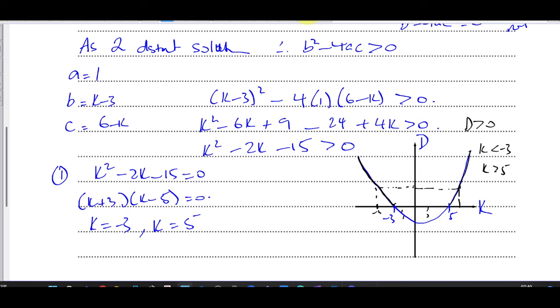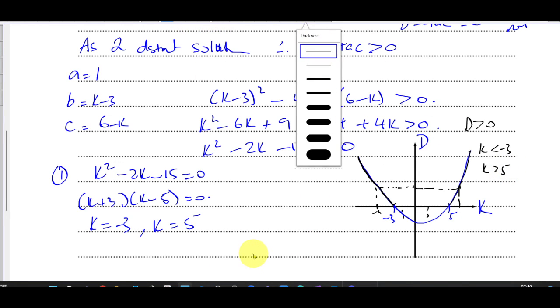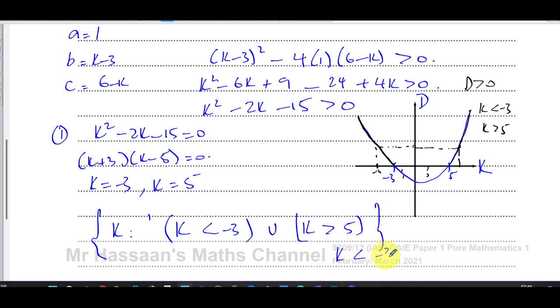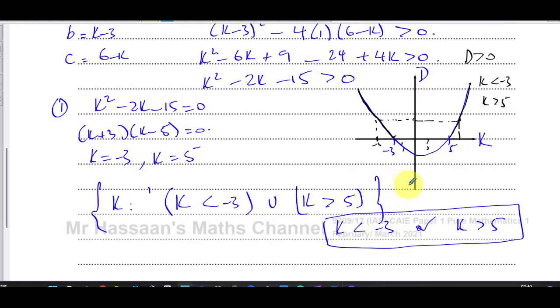So our solutions are going to be, for this, that the set of values are when k is less than -3 or when k is greater than 5. You can write it in set notation if you want to, and k is such that, okay, or you can just write k is less than -3 or k is greater than 5. Those are the values of k which will cause us to have two distinct roots.